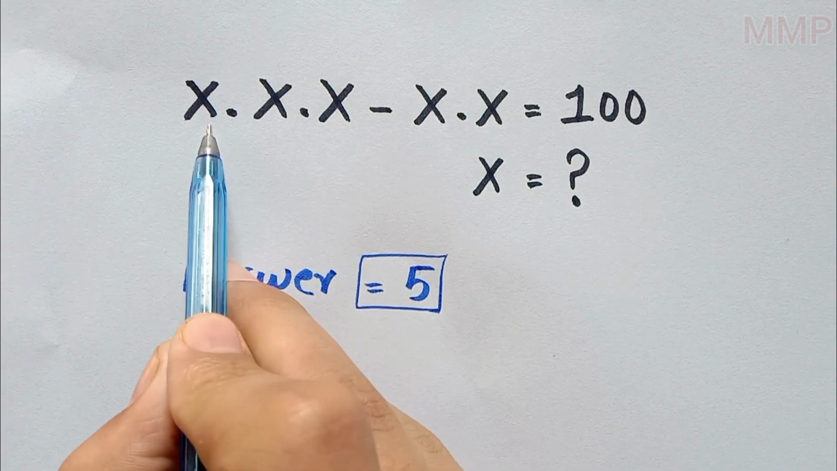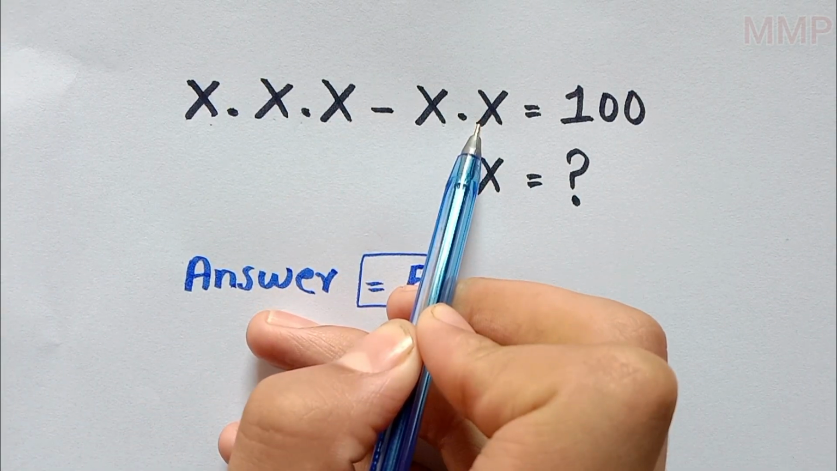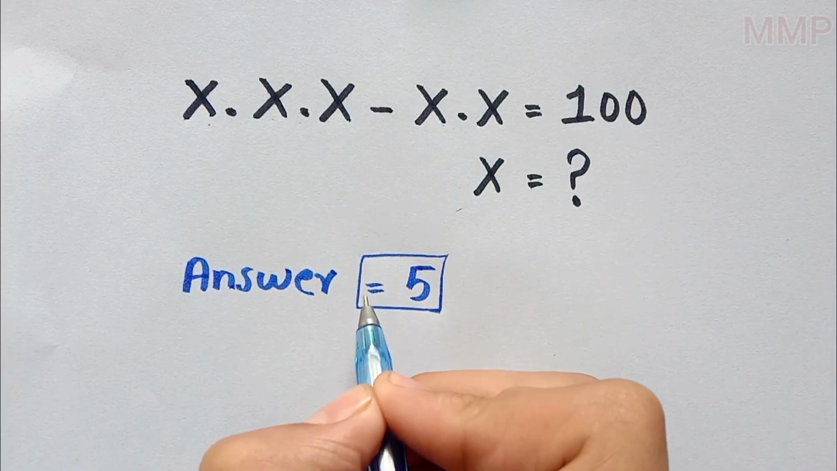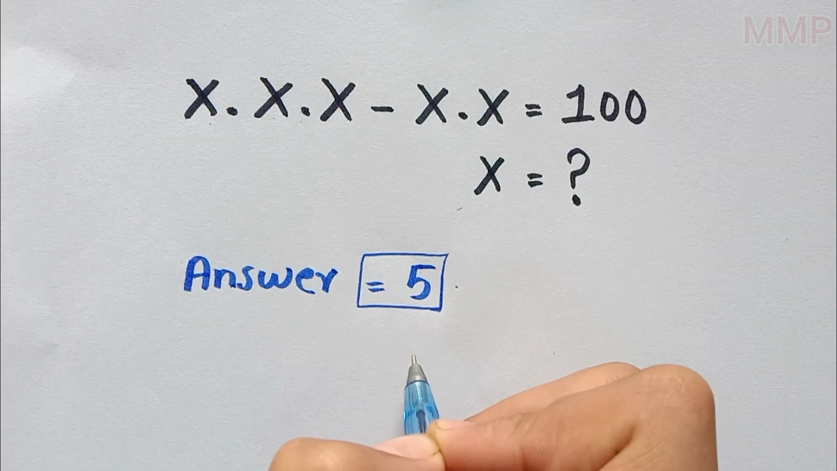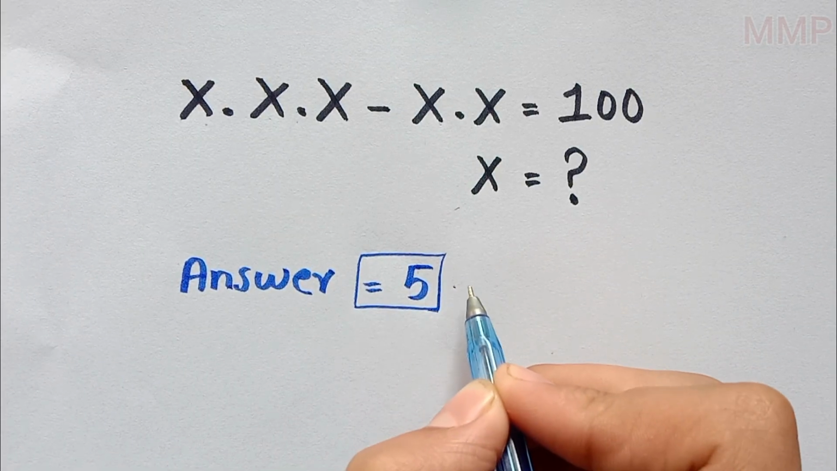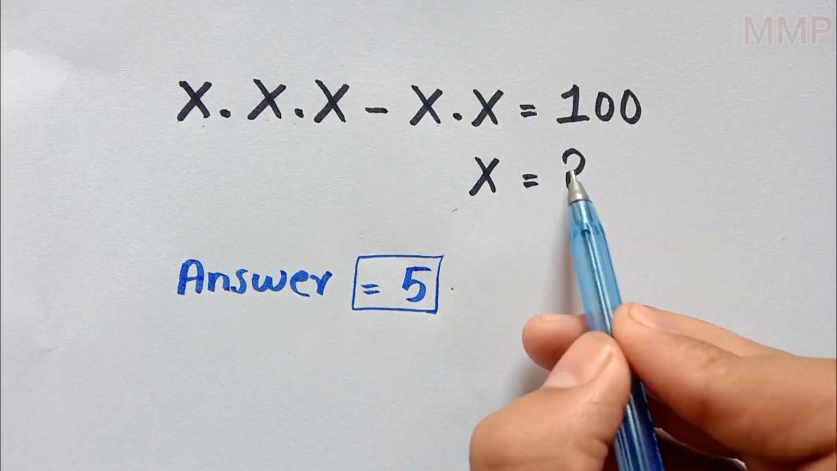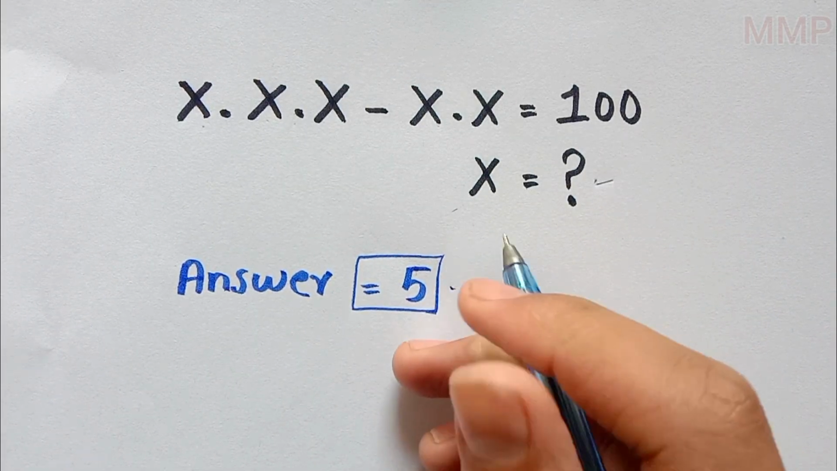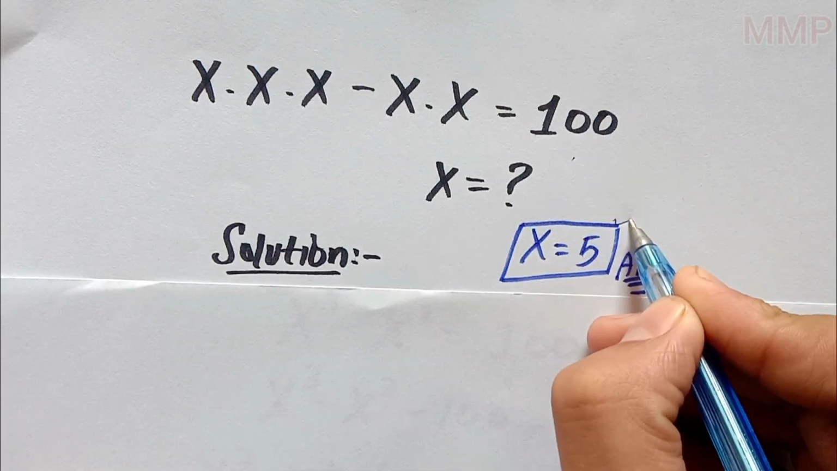Our question is x cubed minus x squared is equal to 100. Our answer is x is equal to 5. Let's check how this answer is possible. We are solving this equation step by step and proving that this answer is correct. This is our question and this is our answer.